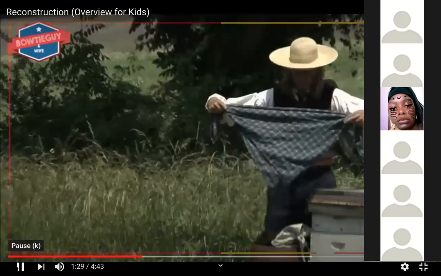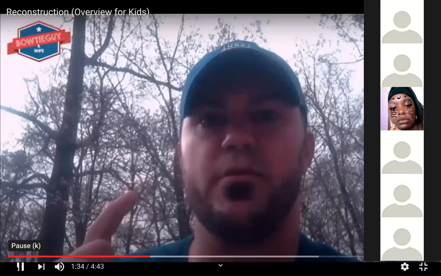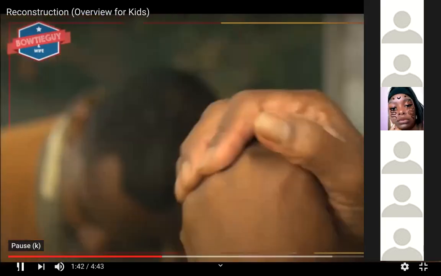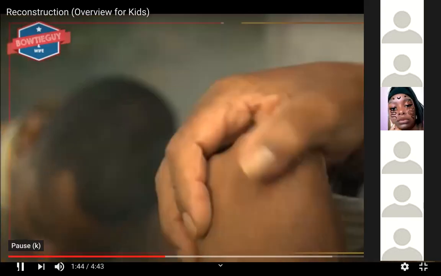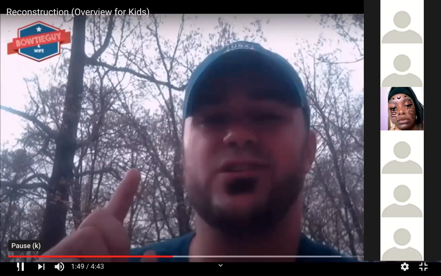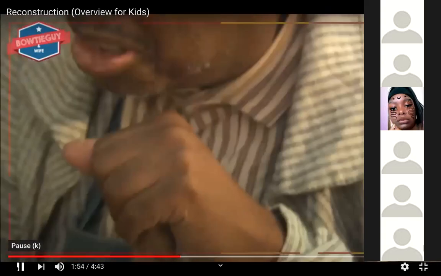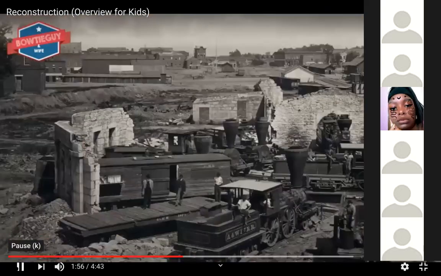1865 proved a pivotal year in American history because in 1865, the 13th Amendment officially eradicated slavery in the United States. You may be asking yourself, wait a second, I thought Abraham Lincoln eradicated slavery with the Emancipation Proclamation. Well, that was an executive order, but it was made official by the 13th Amendment that was added to the Constitution. Also, Robert E. Lee surrendered to General Ulysses S. Grant at the Appomattox Courthouse, signaling the end of the American Civil War.